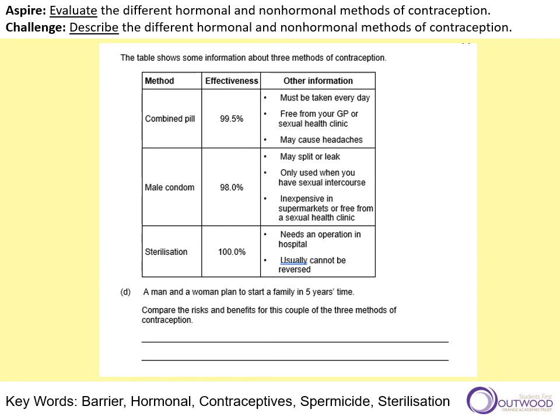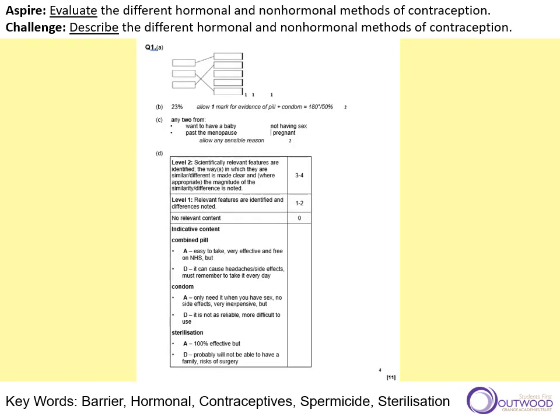Okay, so if you need more time, just pause the video, but let's go through some of the answers. So question 1 was a kind of match the box. If I'm correct in thinking, the order was that there was the combined pill, the IUD, and a condom. Okay, so those were the 3.